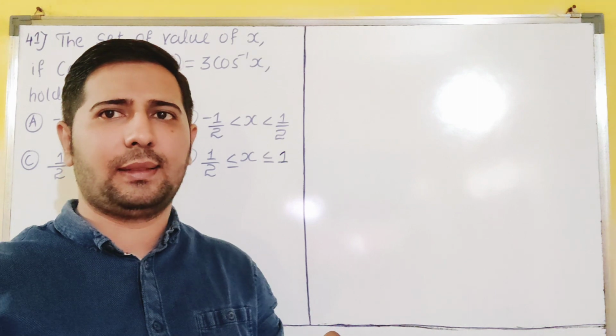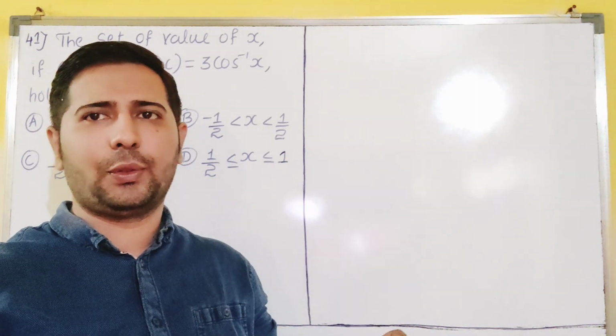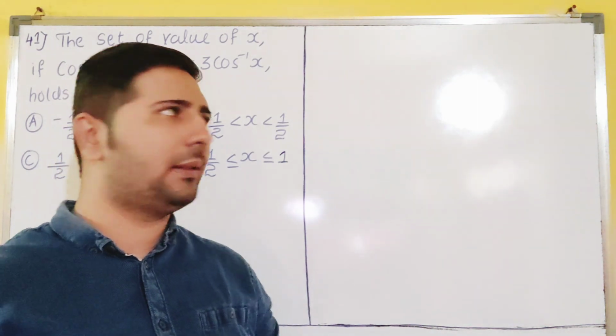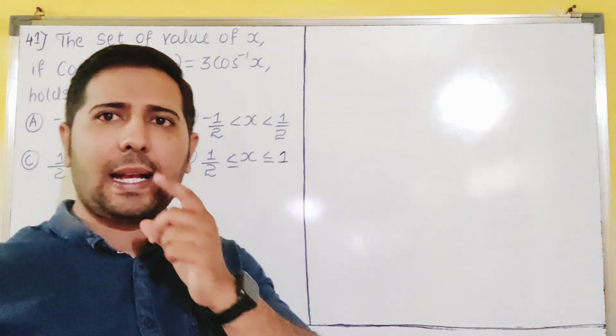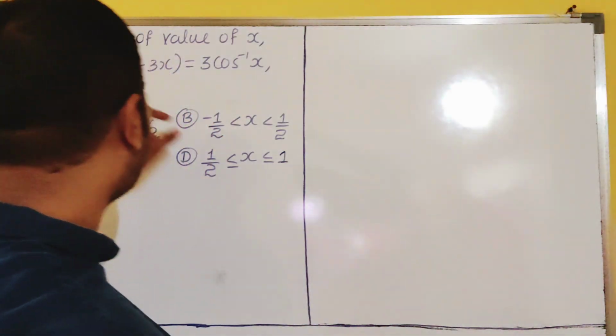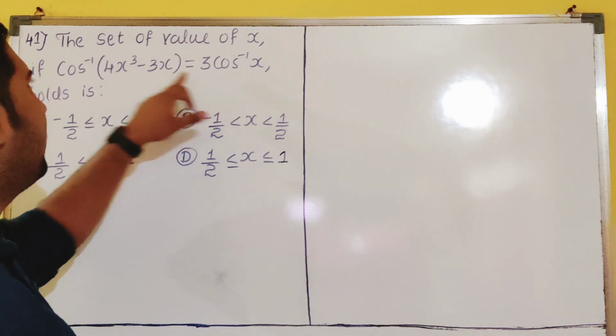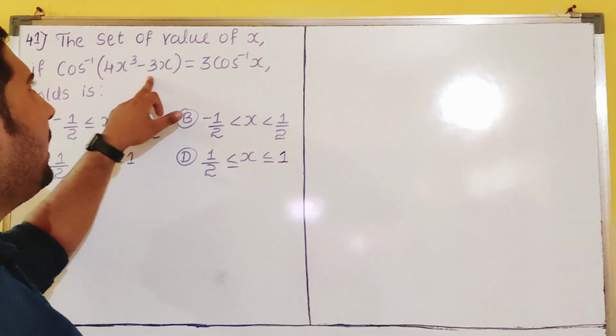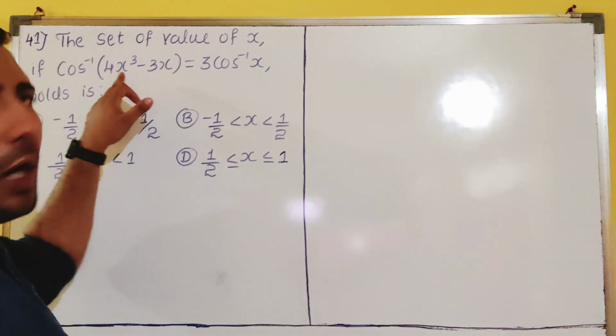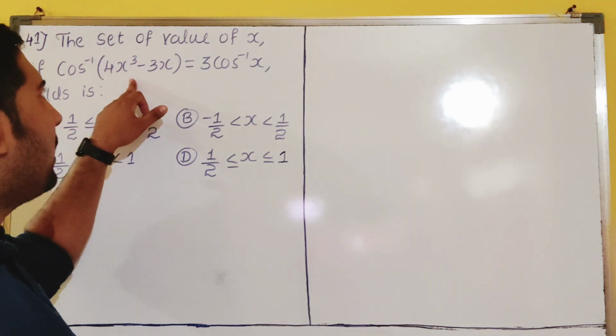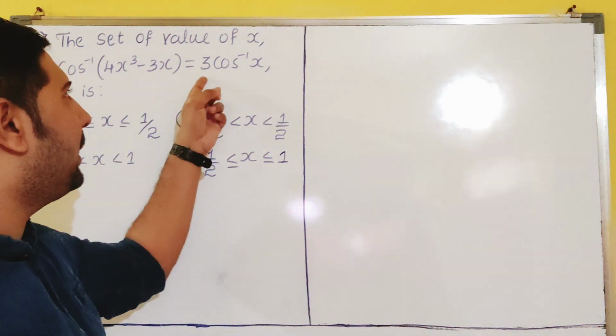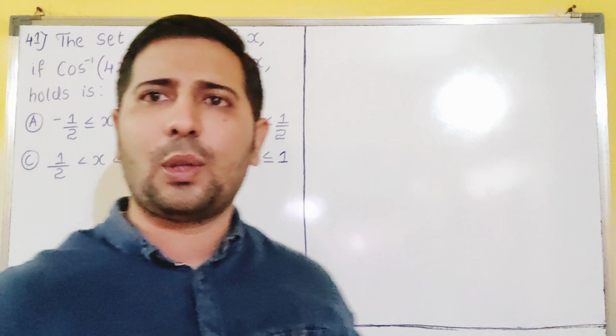In 90% of the classes where I went for demos, I saw that they had not done this. When I asked the students directly, they are solving it: sir, x is equal to cos theta, 4 cos cube theta minus 3 cos theta, that is cos 3 theta. Cos inverse of cos 3 theta is 3 theta. Theta is nothing but 3 cos inverse x. LHS is equal to RHS.